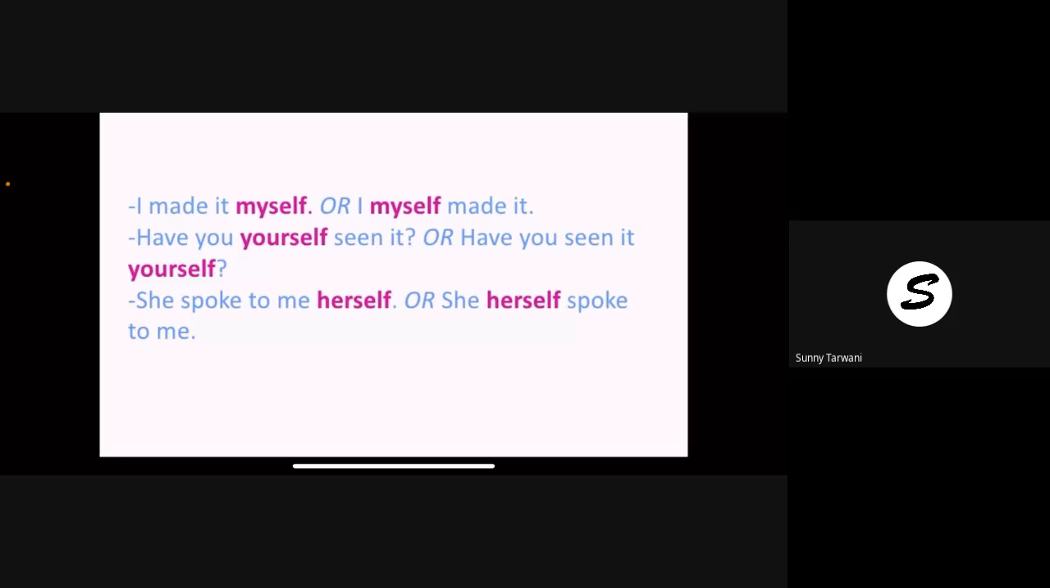See sentence number 3. She spoke to me herself. So that is reflexive or emphatic? Reflexive. And second one, she herself spoke to me. Emphatic. If it comes immediately after the pronoun, then it is emphatic. If it comes far, if it is away from the pronoun, then it is reflexive. Yes, sir, understood.